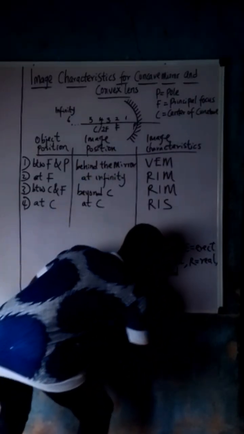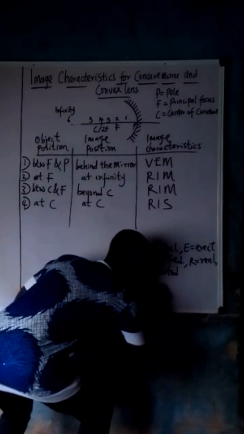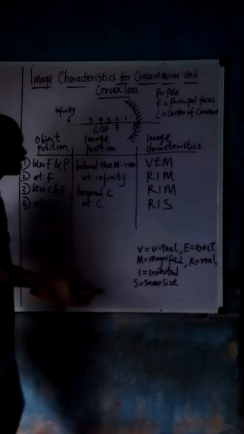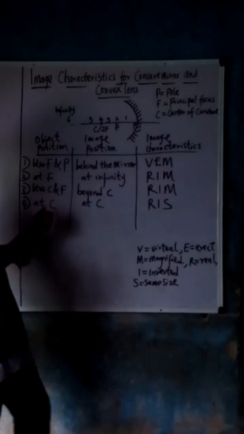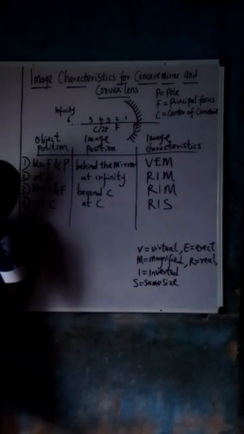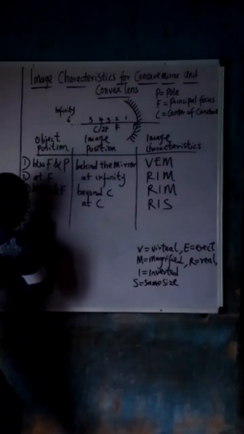Where your X equals same size. That is, the image formed will be real, and the image formed will be inverted. And that same image will have the same size as the object, and it will be formed at the same position as the object. Do you get that?